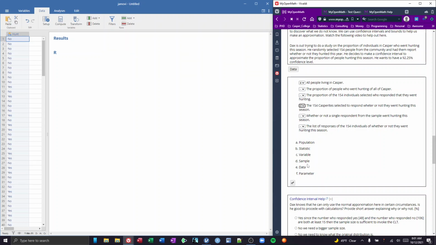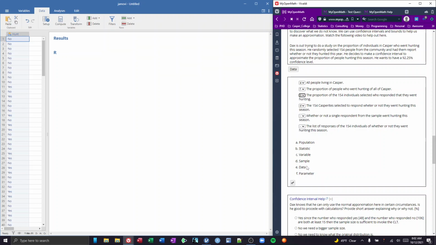All right, so now that we have the population and the sample, let's now go talk about the parameter and the statistic. So the parameter and the statistic, remember, parameter is some truth about the population, statistic is some truth about the sample. So let's go ahead and we'll look at the proportion of people who went hunting of all of Casper. So that's going to be the parameter because it's some truth, some proportion about the entire population. Now, if we look at the statistic, it's going to be the proportion of the 154 individuals or the truth about the sample. So that's going to be our statistic B.